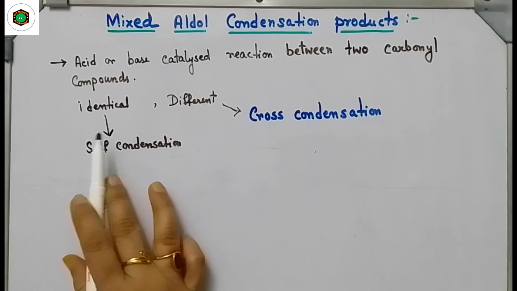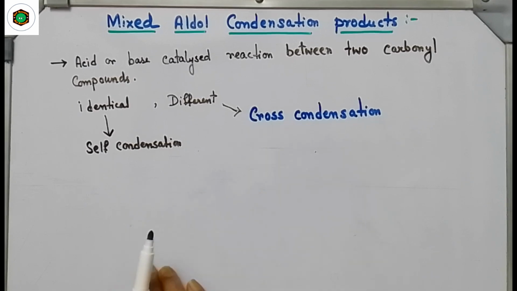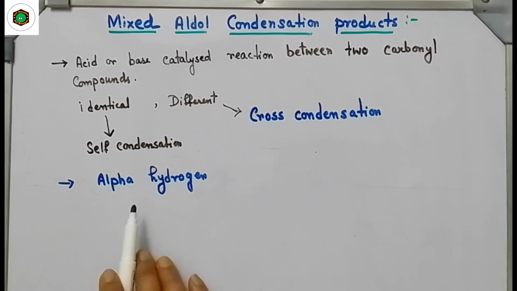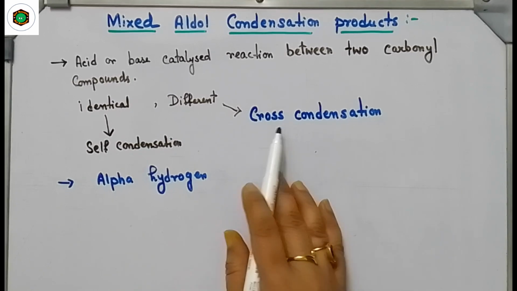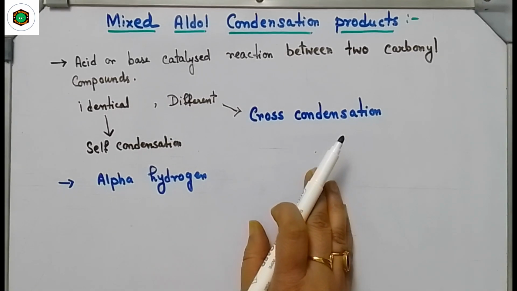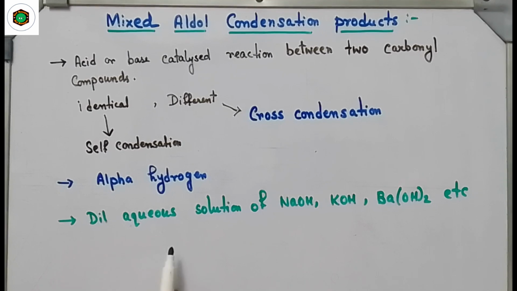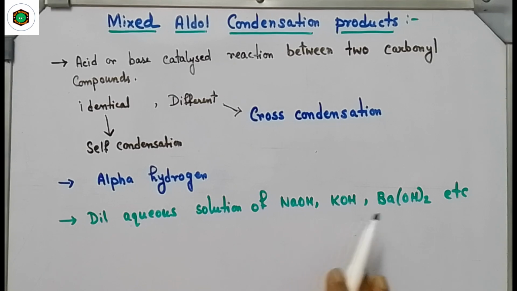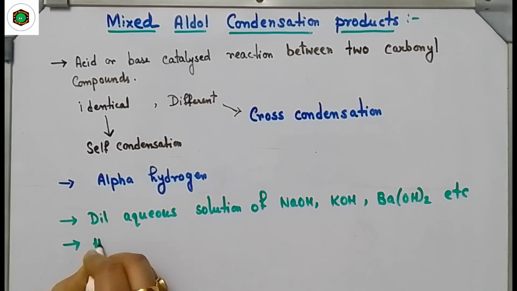If two carbonyl compounds are identical, then self-condensation reaction takes place. If two carbonyl compounds are different, then cross-condensation takes place. For self-condensation, carbonyl compound should have alpha hydrogen. And for cross-condensation reaction, at least one of the carbonyl compounds should have alpha hydrogen. For base catalyzed condensation, you can use dilute aqueous solution of sodium hydroxide, potassium hydroxide, barium hydroxide, potassium carbonate, etc. And for acid catalyzed reaction, you can use HCl.